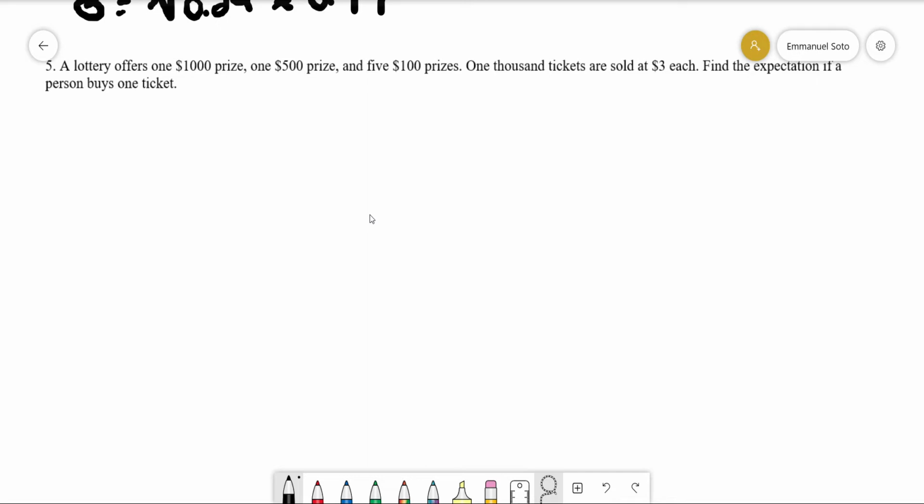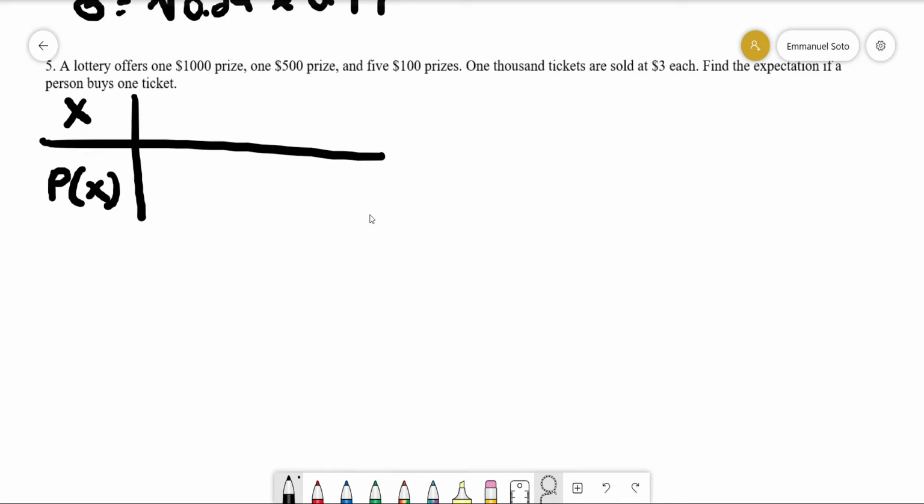expectation. So we're going to set up our probability distribution. Okay, so what are our options here? Well, we're buying the tickets for $3 each, so there's a chance that if we buy one ticket, we're going to be short $3. What are the chances of that happening?